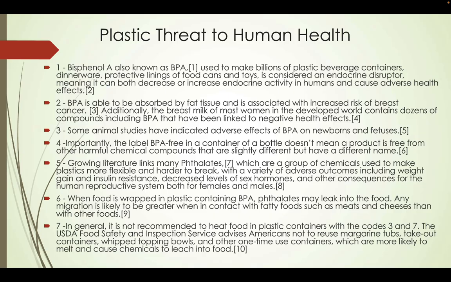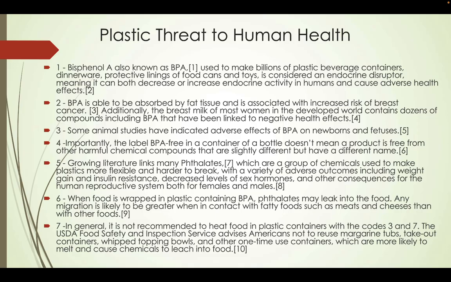And importantly, the label BPA-free on a container doesn't mean a product is free from other harmful chemical compounds. And there's a growing literature that links many phthalates, a group of chemicals used to make plastics more flexible and harder to break, with a variety of adverse outcomes, including weight gain and insulin resistance, etc., as you can see on this slide.